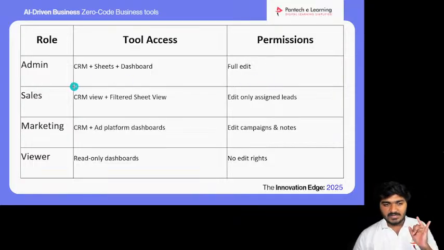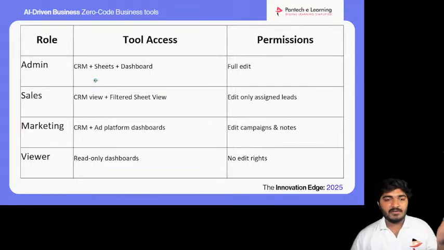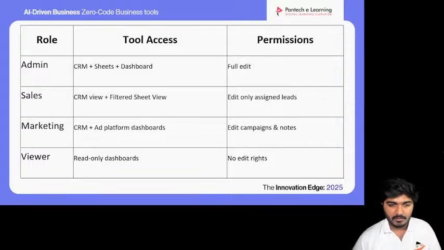Next is sales. The sales team will have access to the CRM view. They are the power core of the customer relationship management, so they have to have the view and a filtered sheet view. Only the sales data will be given access to them, with permission to edit only assigned leads. That's the thing.